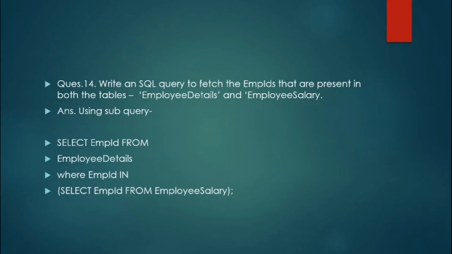So this inner query will fetch all the employee IDs that are present in the employee salary table, and these employee IDs we are using in this query as a filter condition. That is, we are fetching the employee ID from the employee details table only for those employee IDs which are present in the employee salary.